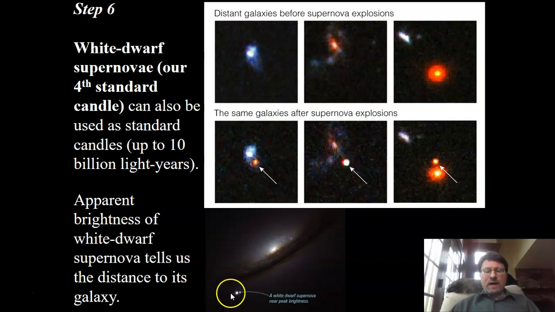So we saw this last time. I'll point out here that, look at this white dwarf supernova. It's as bright as the rest of the galaxy combined. That's how bright these things are. And that makes them very useful for being able to see the far edges of the observable universe.